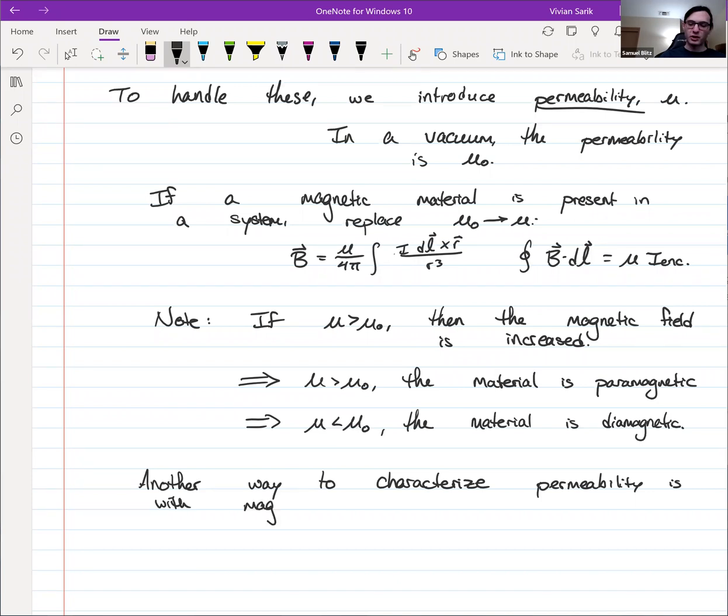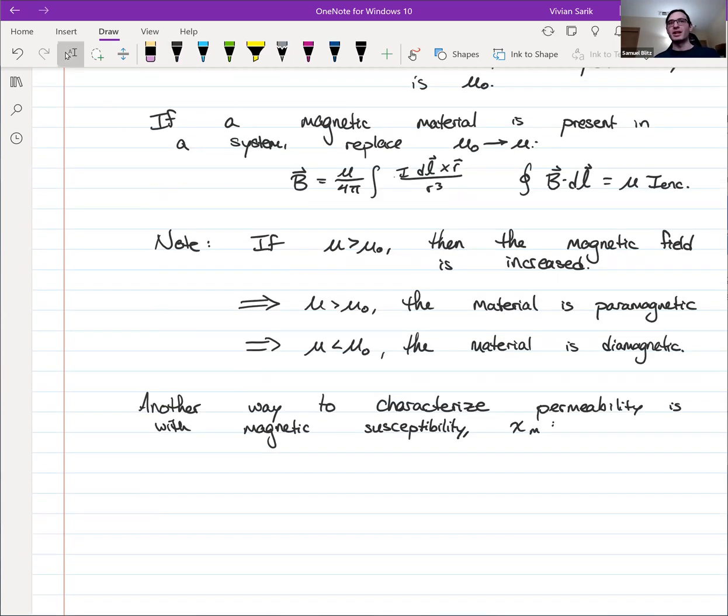Magnetic susceptibility. The variable that we ascribe to magnetic susceptibility is chi. It looks like a curly X. It's a Greek letter, chi sub m. And it's just defined in terms of the magnetic permeability. So mu is 1 plus chi sub m, times mu naught.